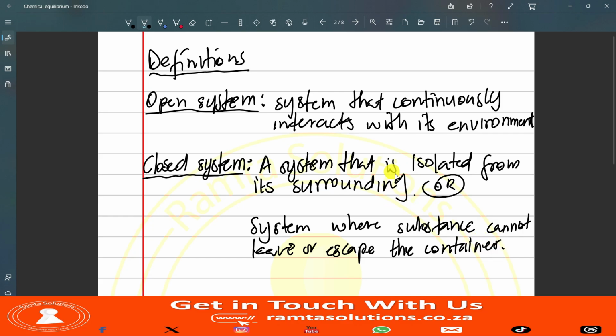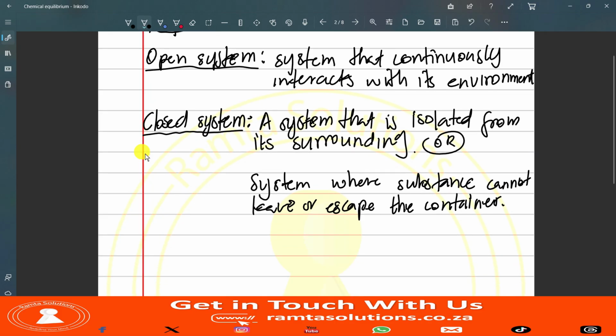Okay. So now let's expand on this briefly. Here, when it comes to the closed system, energy can enter or leave the system, but matter cannot. Now, when it comes to the open system, we are saying that energy and matter can enter and exit the system. Okay?